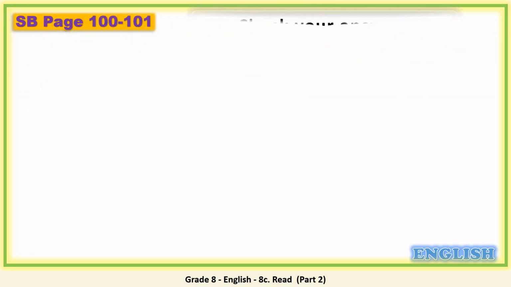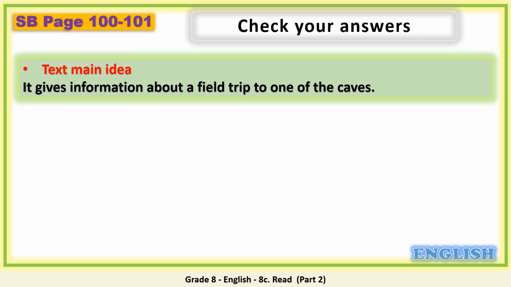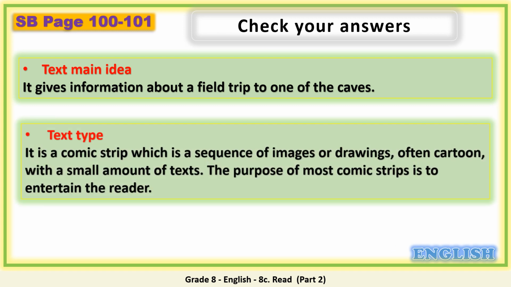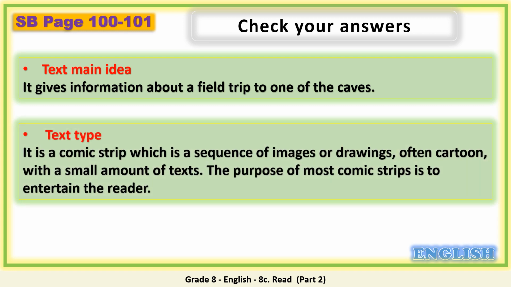Now you can check your answers. The main idea of the text is that it gives information about a field trip to one of the caves. And the text type is a comic strip, which is a sequence of images or drawings, often cartoon, with a small amount of text. The purpose of most comic strips is to entertain the reader.